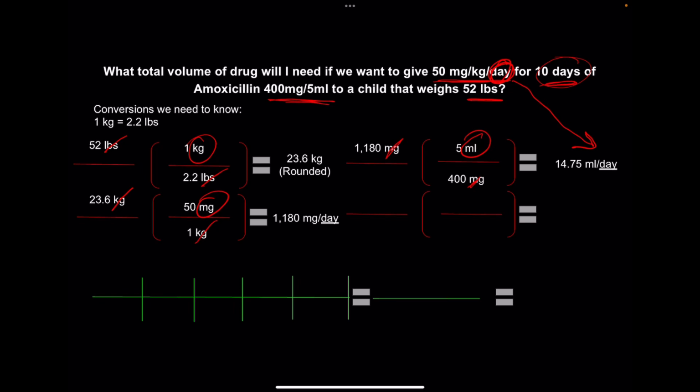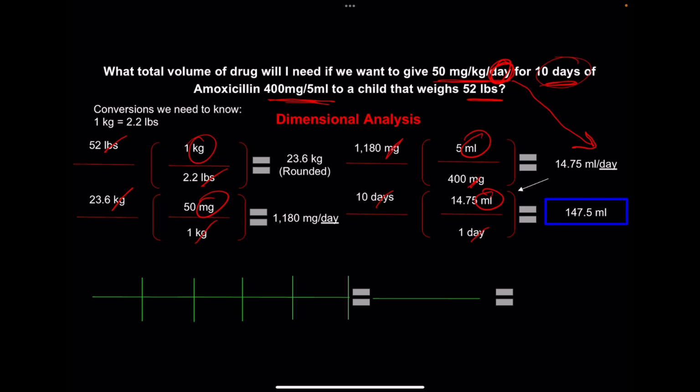So what we do is we take the 10 days and multiply that by our 14.75 mLs per 1 day. Our days cancel out and we're left with mLs. And this is going to give us our total mLs, our total volume. So this method is called the dimensional analysis method. As you can see, there's a lot of numbers, there's a lot of writing, there's 4 different equations. It can be a lot, but it's a sure way to get to the final answer.